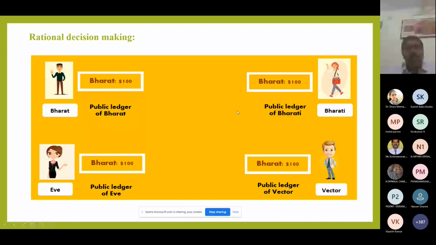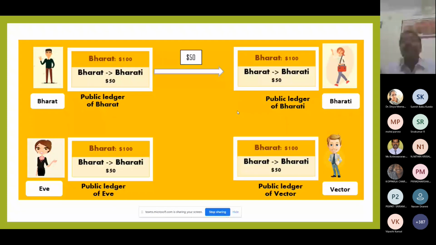Now Bharat wants to send some to Bharti. Suppose Bharat is allowed to send $50 to Bharti. Each and every person in this network permits Bharat to do this transaction. Sending $50 to Bharti is called a transaction, and this transaction is first reflected in the public ledger, and then in the local copy. So when Bharat is allowed to send $50 to Bharti, this is reflected in the local copy of all these nodes.